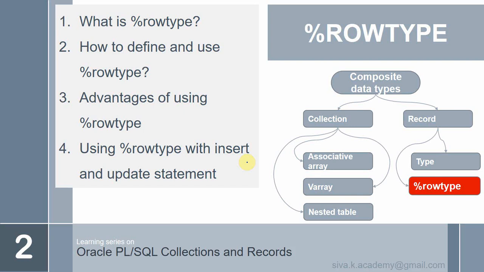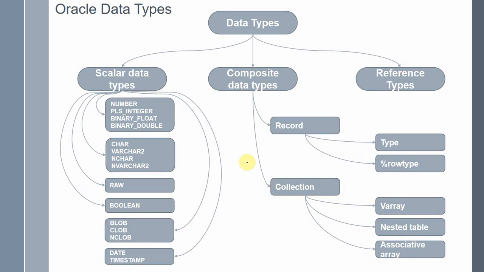So in this video, we are just going to start with how to define a record using a percentage row type, how to assign a value to it, how to access it, and how to use the percentage row type as part of insert and update statements. This is the data type that we saw in the previous video.